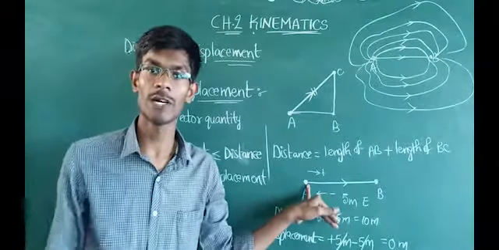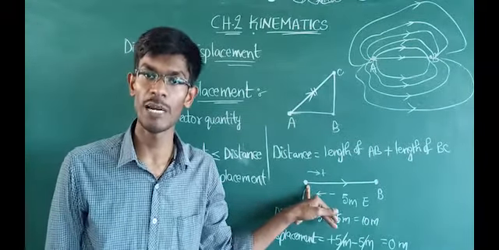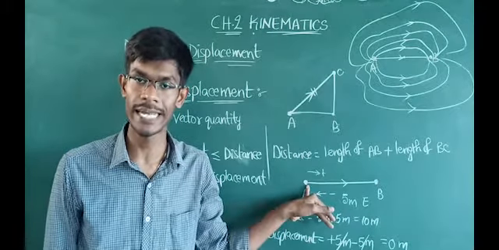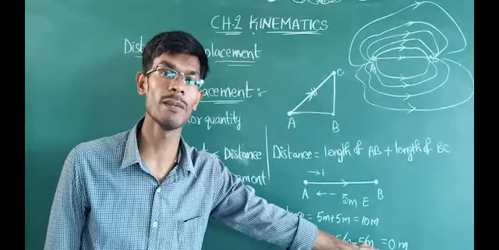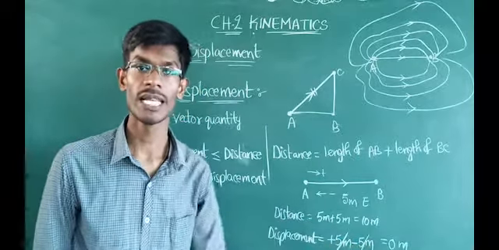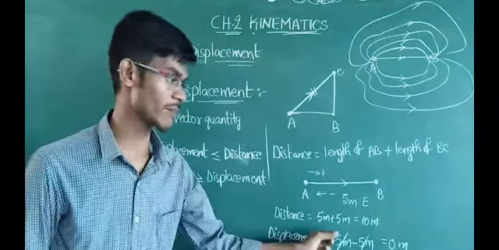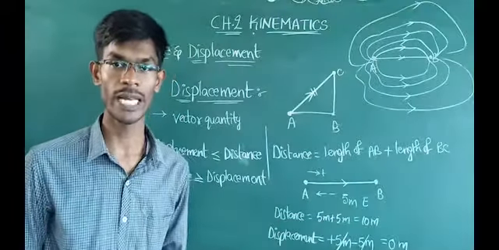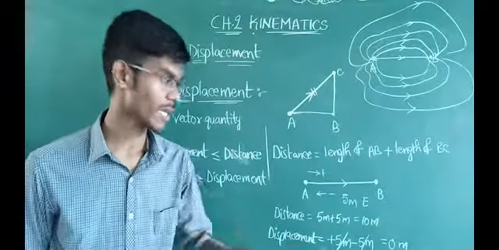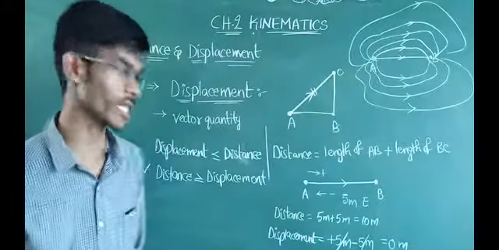So here, one thing we have to observe is, if the initial and final positions of an object are the same, then the displacement will become 0. If the initial and final positions of an object are the same, the displacement will become 0. Okay? Or for a round trip, the displacement is equal to 0.